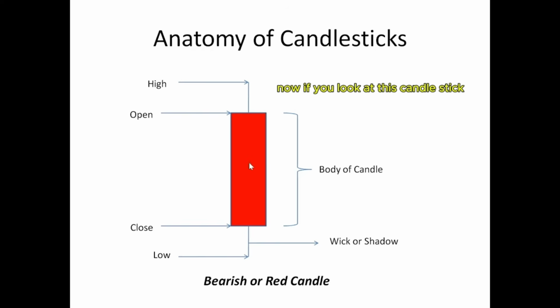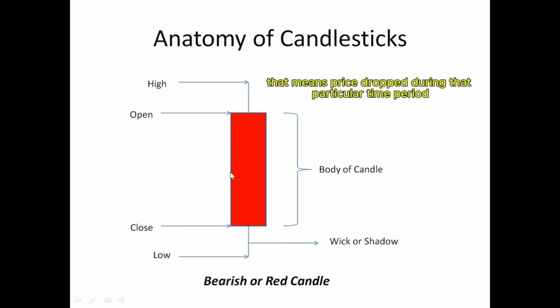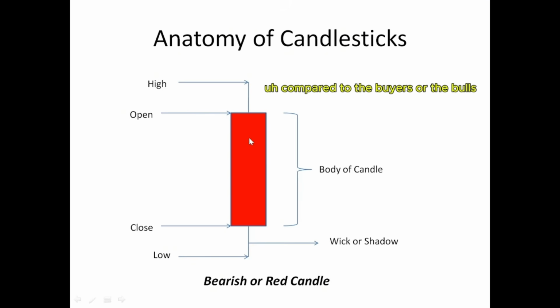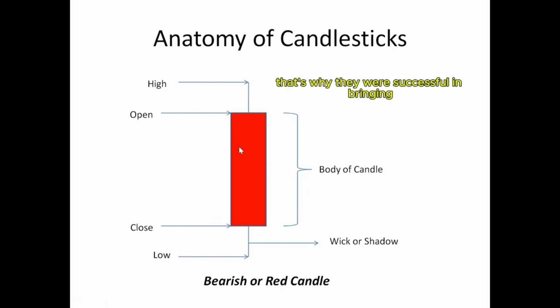Now if you look at this candlestick, it is very similar to the previous candlestick, except the open here is higher than the close. That means price opened up, but then it went down till this point and came up and finally closed here. So open is greater than close. That means price dropped during that particular time period. That means the bears or the sellers were more powerful compared to the buyers or the bulls. That's why they were successful in bringing the price down during that particular time period. That's why this candle is called a bearish candlestick.